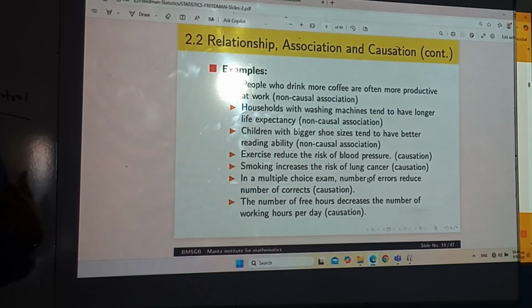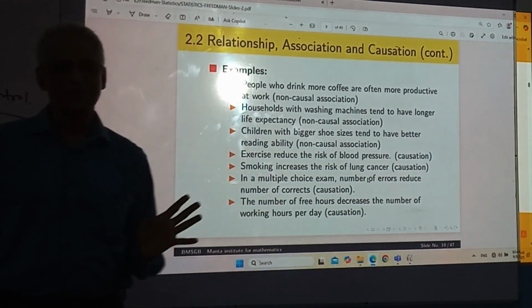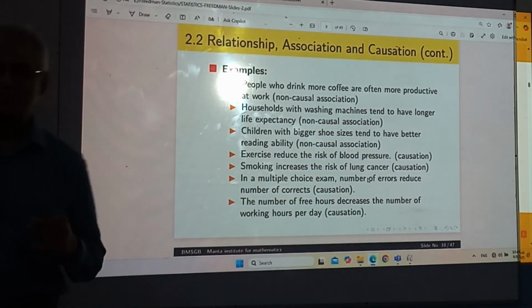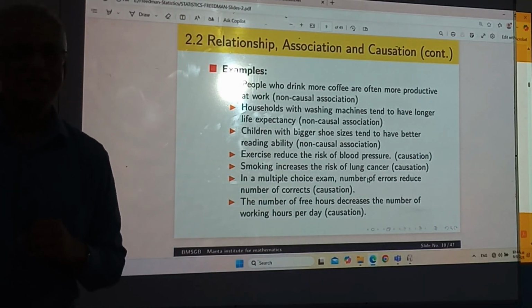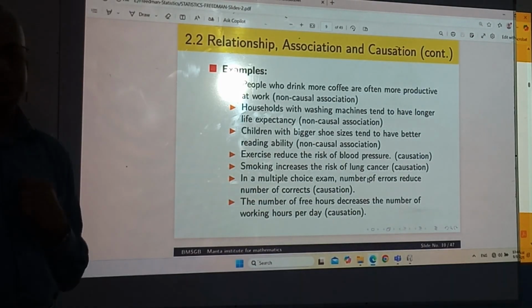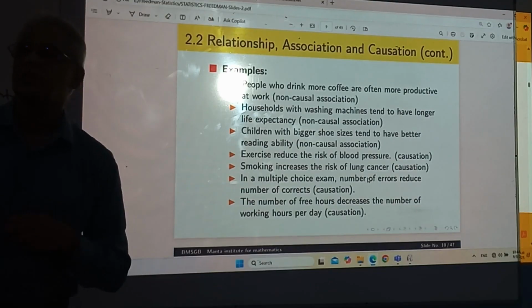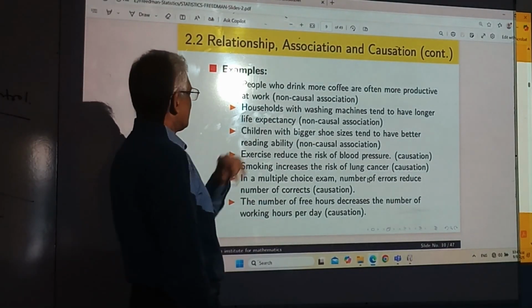There can be, for example, age related to this, right? When the child becomes older, of course, the foot becomes large. At the same time, he becomes more able to read. So there may be age, a time factor, right? A time factor associated with both variables, and that would show like this. The one here is age, right?